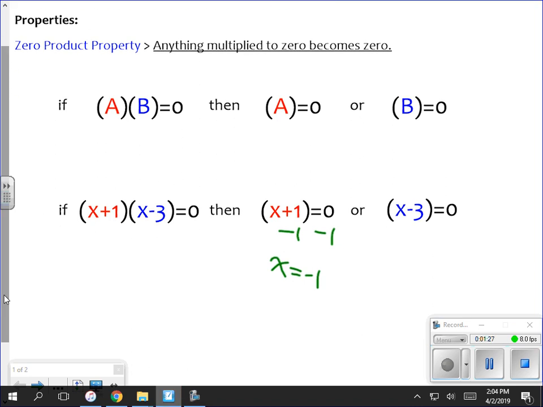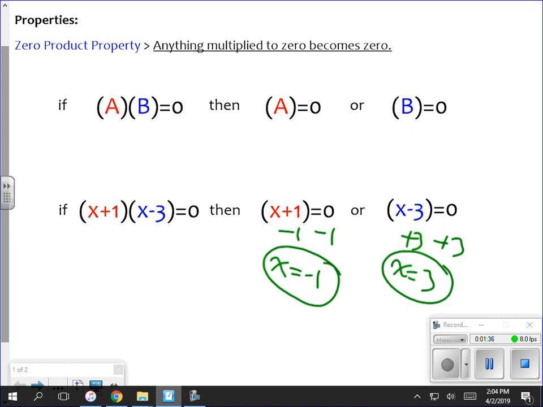Okay. Set the other factor, x minus 3, equal to 0. Add 3 to both sides, x equals 3. Those are my answers. Most of the time when you have quadratics, and pretty much every time when you're solving by factoring, you will have two answers. Set the first factor equal to 0, set the second factor equal to 0, solve each of those equations. Figure out what x is. Okay? That's how you do it.